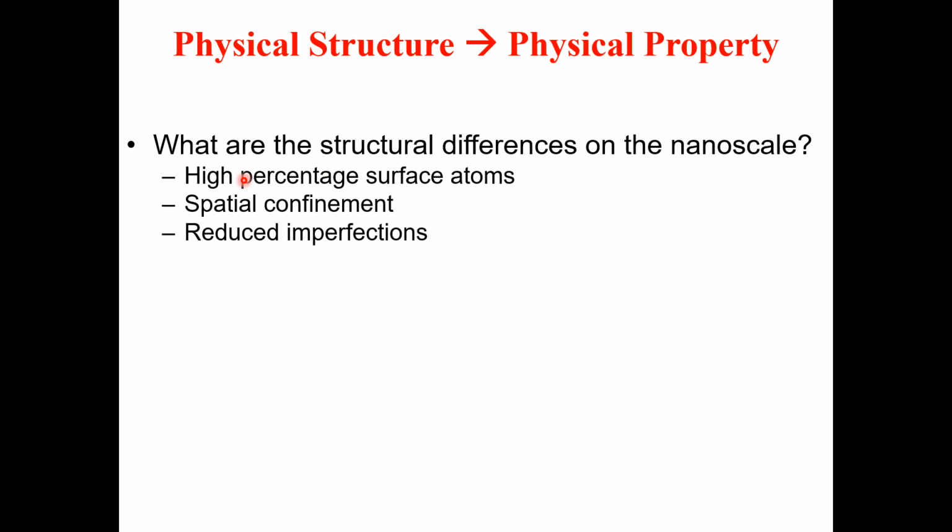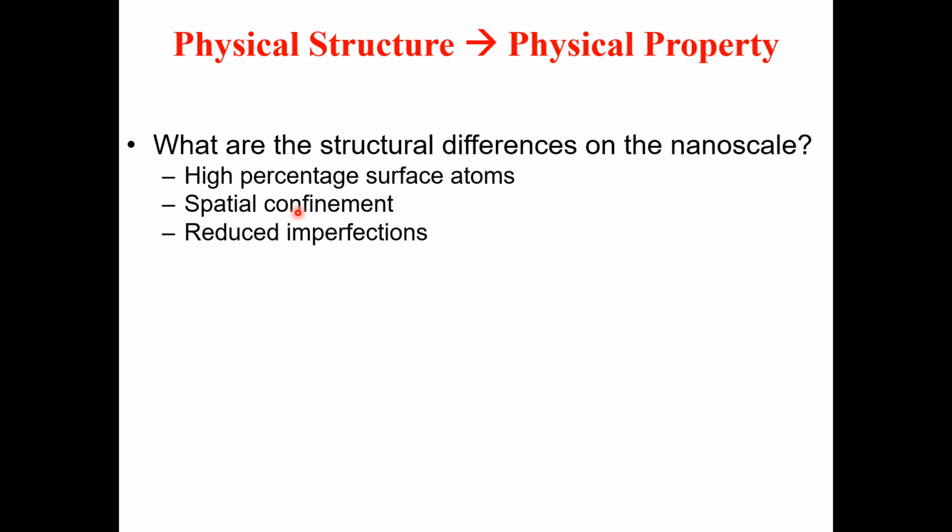So the first structural difference that we have on the nanoscale is a high percentage of surface atoms. That we have already discussed on the previous slide, that when we have the reduced size material or low dimensional materials or nanoscale material, we have a larger percentage of the atoms at the surface as compared to the volume. And along with that, we have spatial confinement.